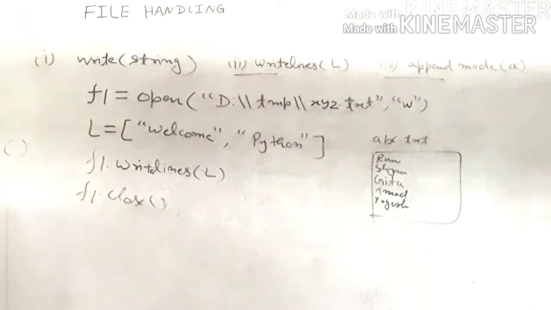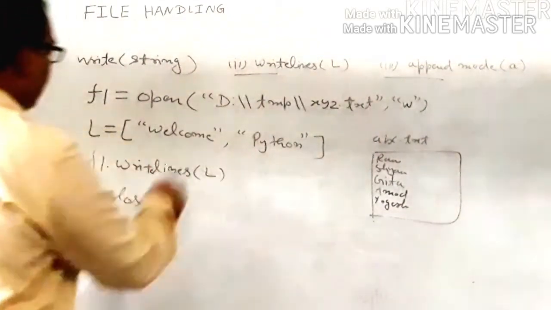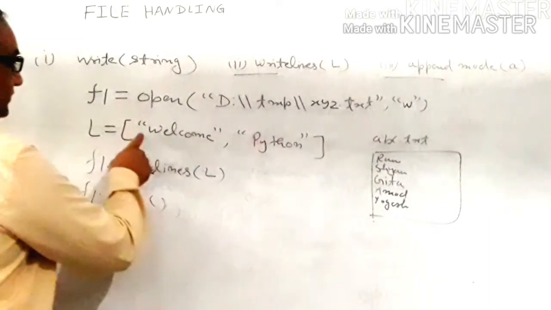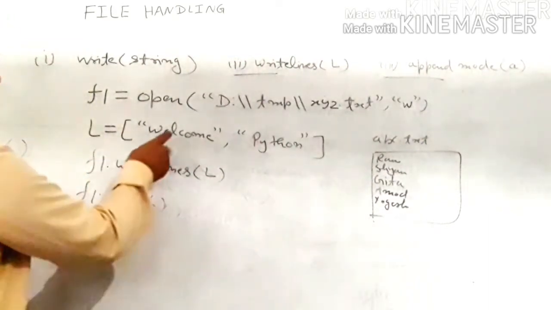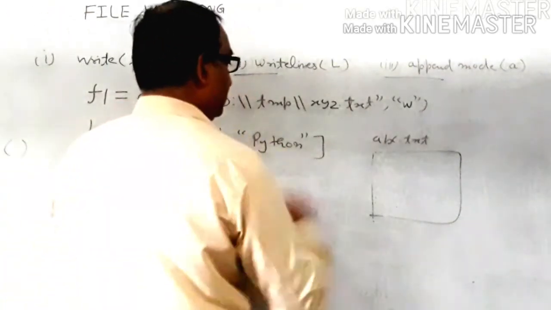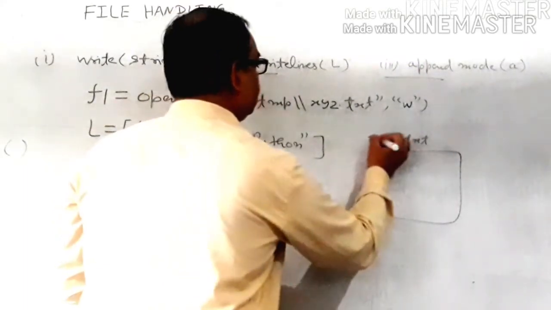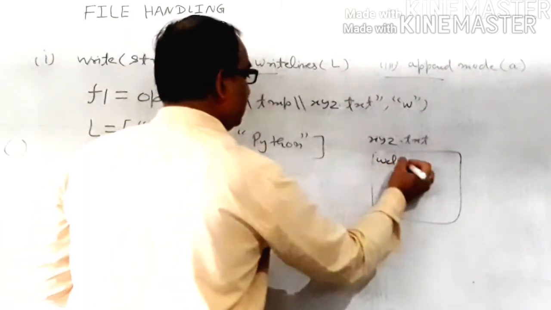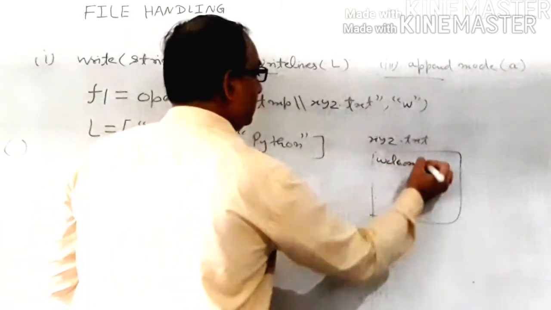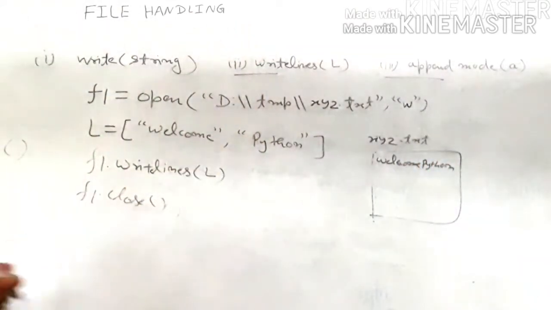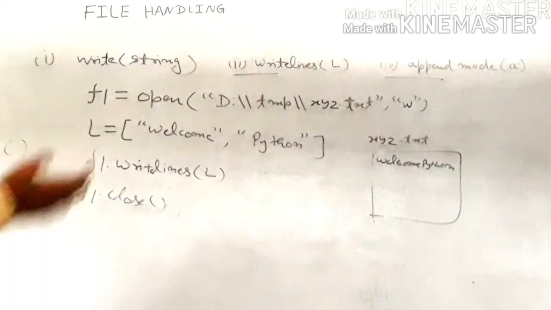So what's happened when you compile and run this program? This is the list, and this list information, having welcome and Python, is written in the file xyz.txt. So the information is written like this: welcome Python. That is the use of writelines. The information written is welcome Python.